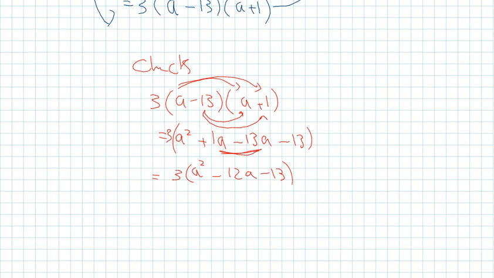We call that distribute, right? Distribute, distributive property. So I multiply that 3 in. So I'm going to get 3a squared minus 36a minus 39. And is that what I started with? That's what I started with.